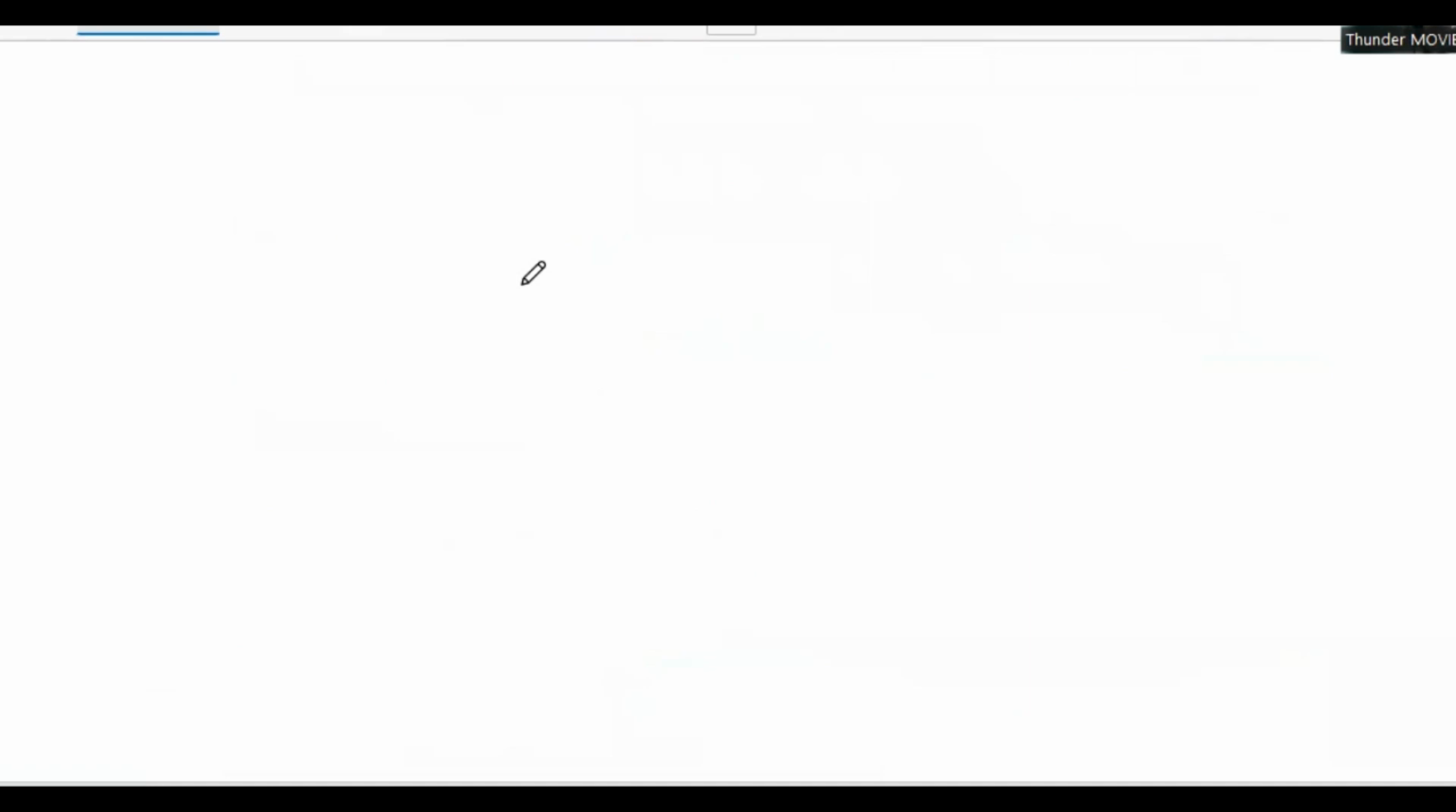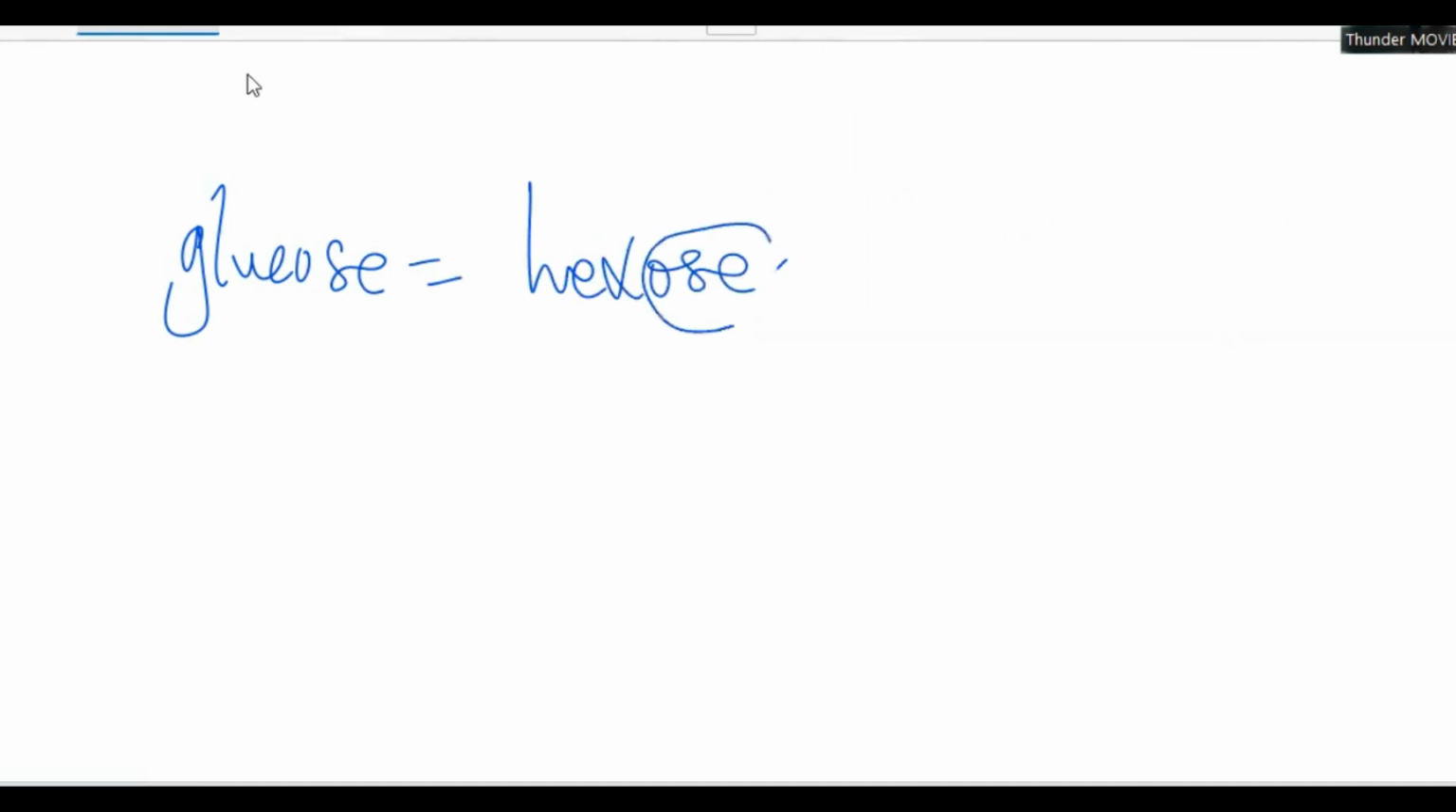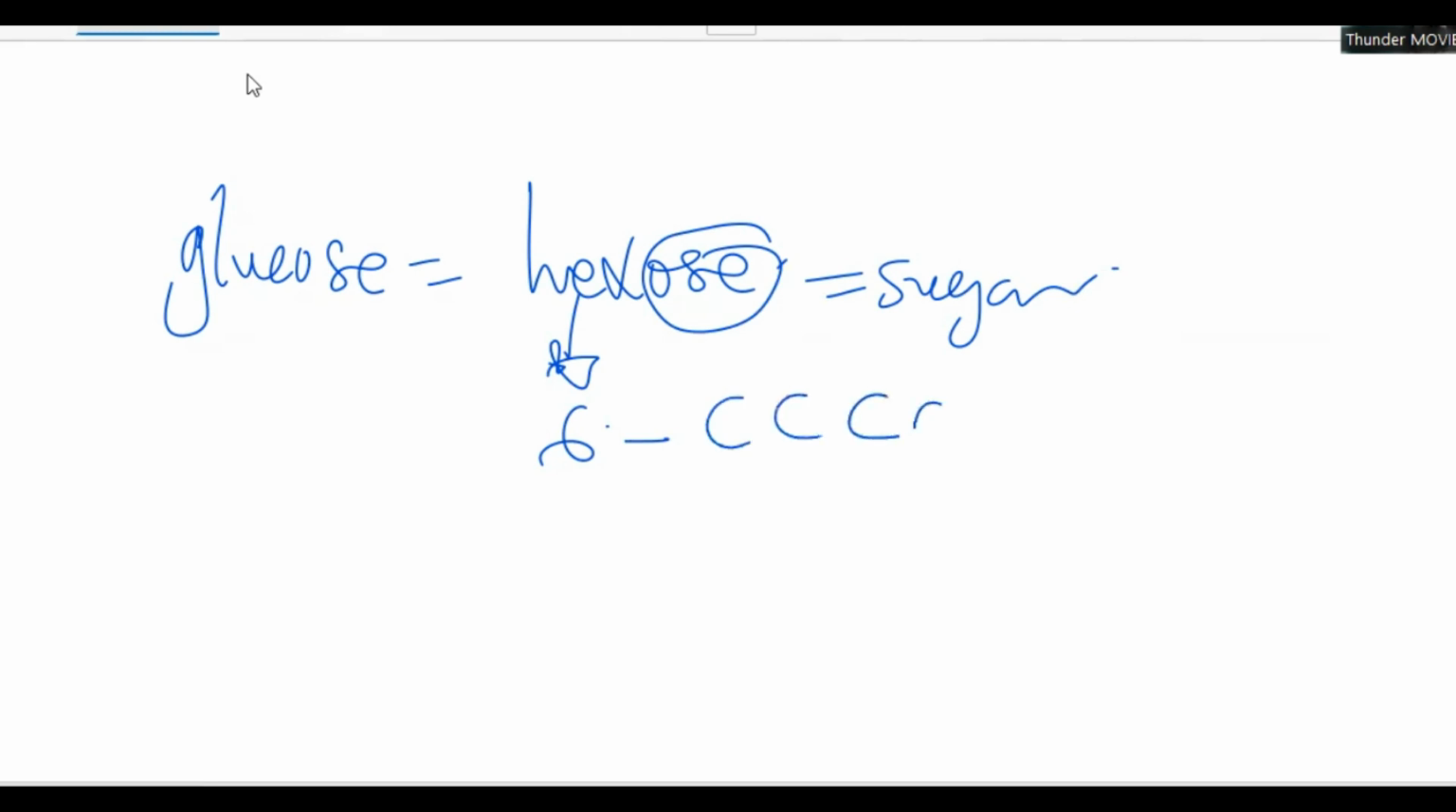Glycolysis. When you talk about glycolysis, don't forget that glucose is a hexose, meaning that it is a sugar. Remember, when you say ose, it means sugar. Hex means 6. So it's a sugar which is made up of 6 carbon atoms: 1, 2, 3, 4, 5, 6. That's why when you're writing it, it is C6H12O6. So it's made up of 6 carbon atoms.